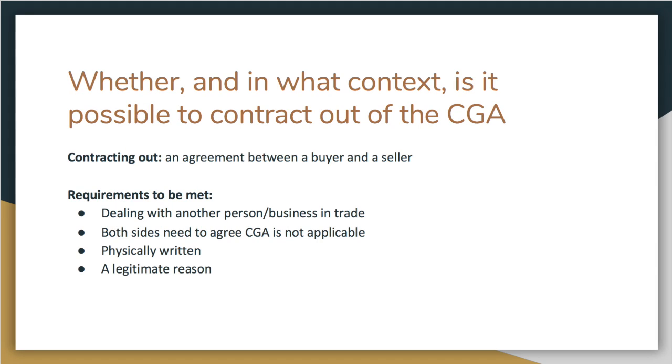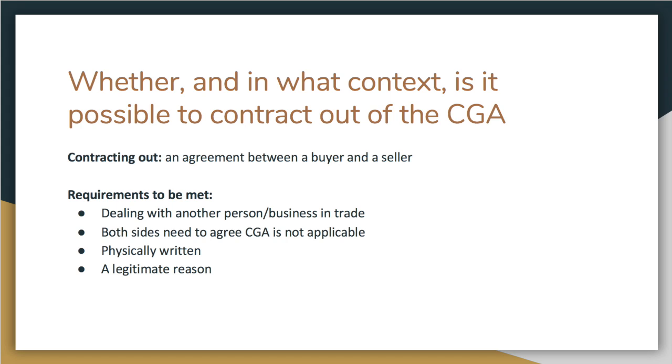Contracting out is when a written agreement allows a business not to have to meet the requirements under the Act. Certain standards have to be met if a business wishes to contract out of the Consumer Guarantees Act. They have to be dealing with another person or business in trade, with both sides in agreement that the Consumer Guarantees Act will not apply.